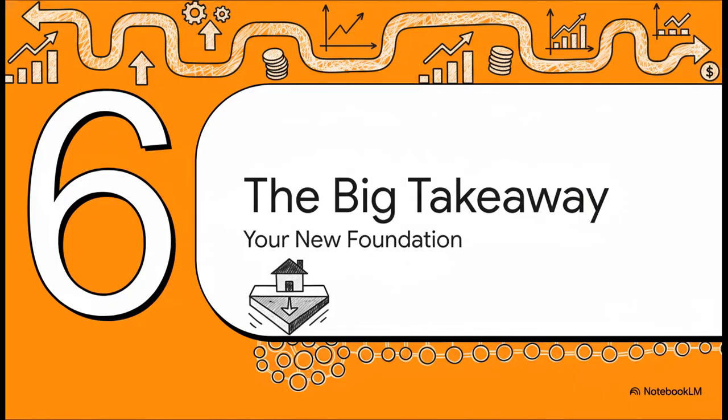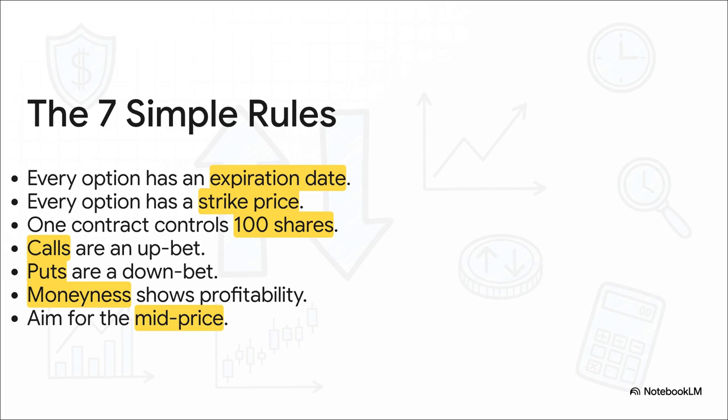All right, we have covered a ton of ground today. Let's bring it all home and wrap everything we've learned into one big final takeaway. This is your brand new foundation for understanding options. Okay, let's lock in our 7 simple rules. 1. Every option has an expiration date. 2. Every option has a fixed strike price. 3. One contract is 100 shares.